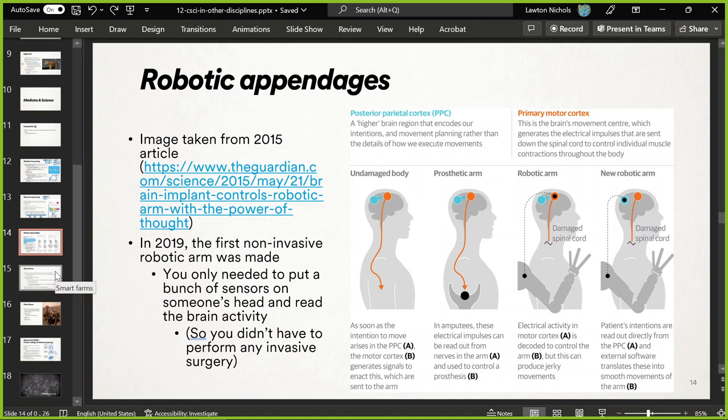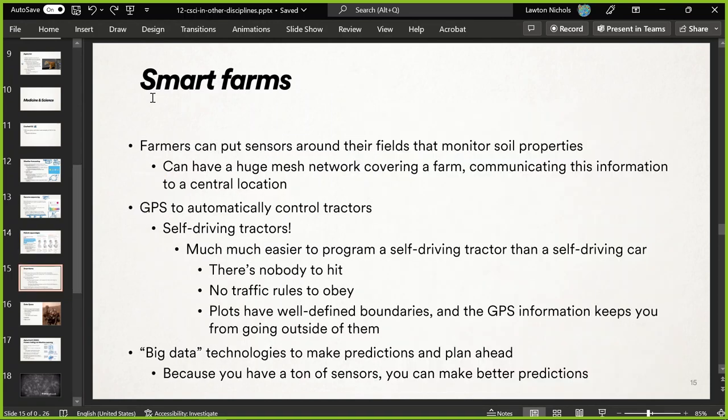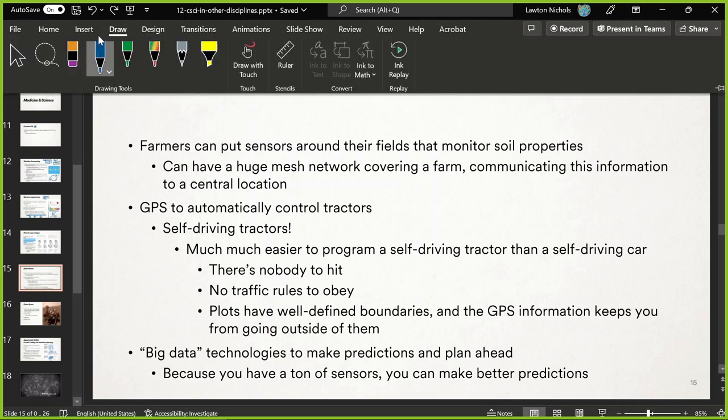Yeah, I just have a couple more examples for us. Let's keep trucking. So the next example is, again, near and dear to our hearts as Fresnans, smart farms.